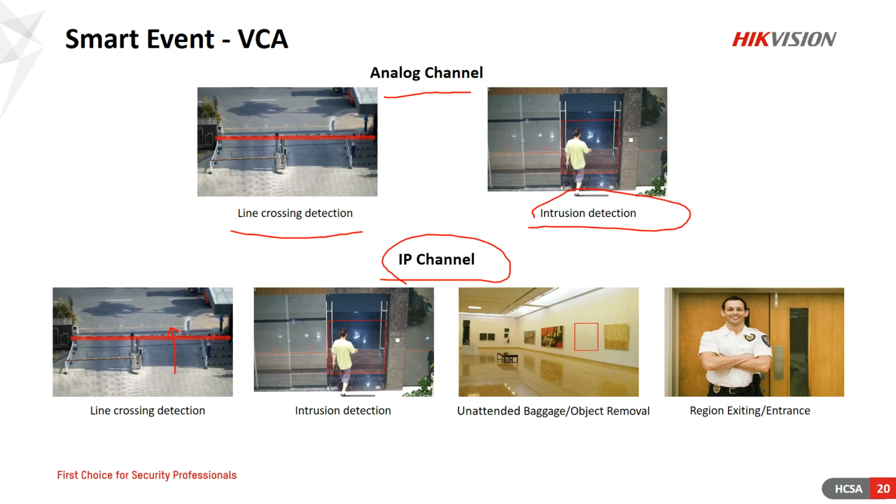Someone crossed the line, it is going to detect it and trigger the alarm. Or intrusion detection means it's going to detect if someone goes into some area which is forbidden. Or the unattended baggage means someone lost his baggage somewhere. The camera can find it and trigger the alarm.